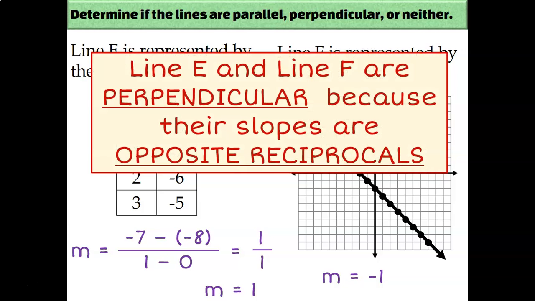Because 1 over 1, if you switch it upside down, if you make it a reciprocal, is also 1 over 1. So this is the one exception to actually making something look like it's upside down compared to its partner. That 1 over 1 and 1 over 1 are the same thing, so for 1 and negative 1, they're opposite reciprocals, which means the lines are perpendicular.